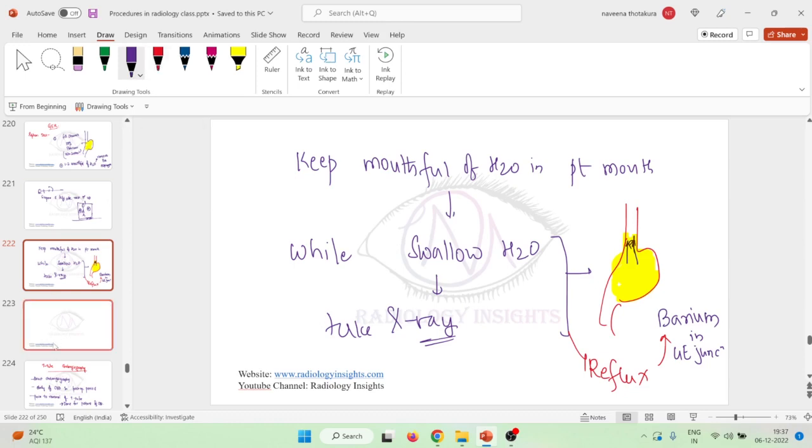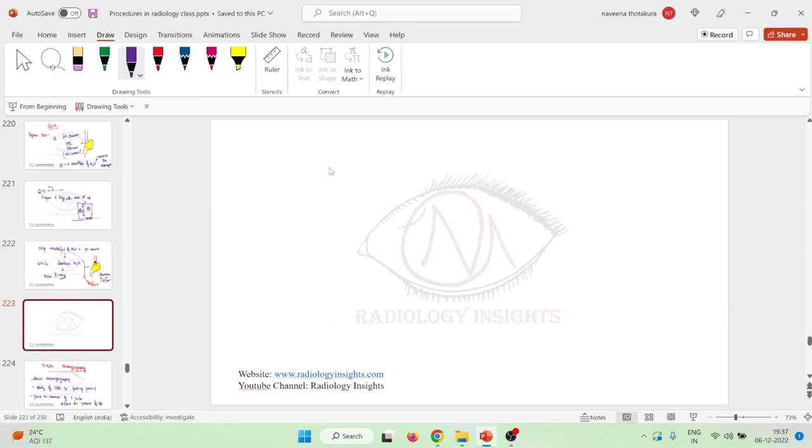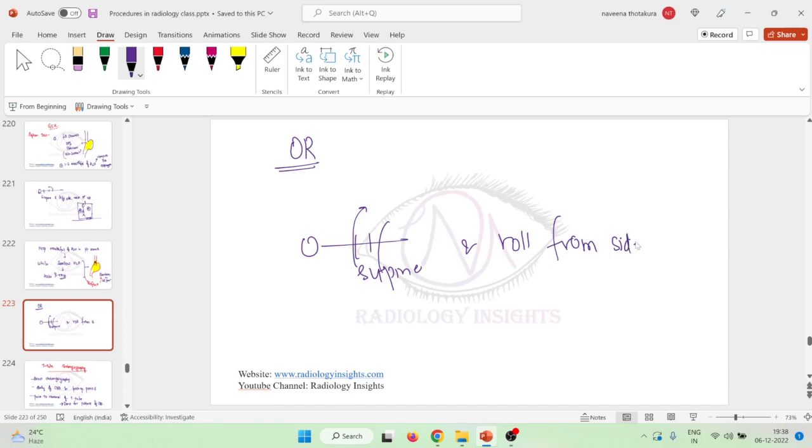Or the second technique is, you can ask the patient to be in supine position, and you can ask the patient to roll from side to side on the table. When he rolls side to side on the table, then definitely you will see the reflux.